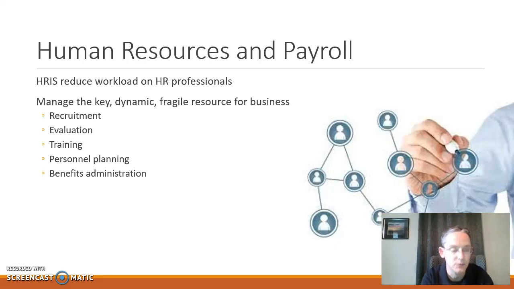And then finally, human resources. You'll have typically an HRIS system, and it's specific to human resources. You'll do recruitment, evaluation, training. A lot of things where the data has to be separated anyway because of privacy concerns and such. So those are the big ones.